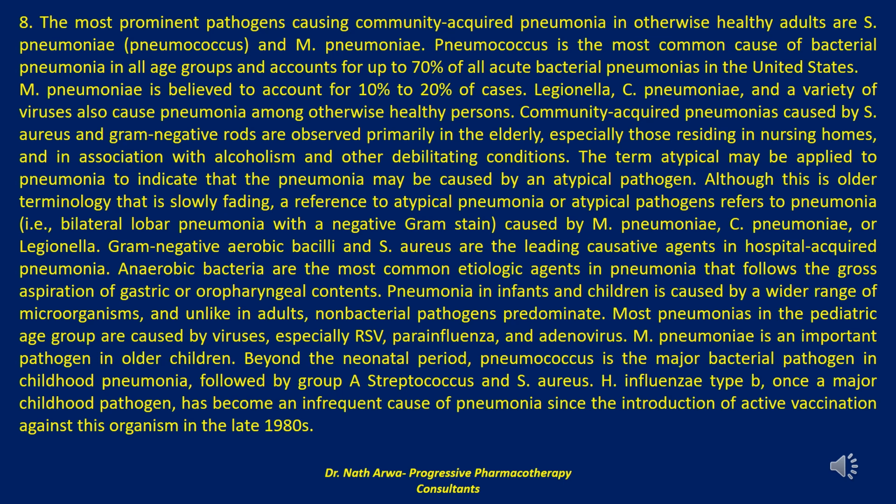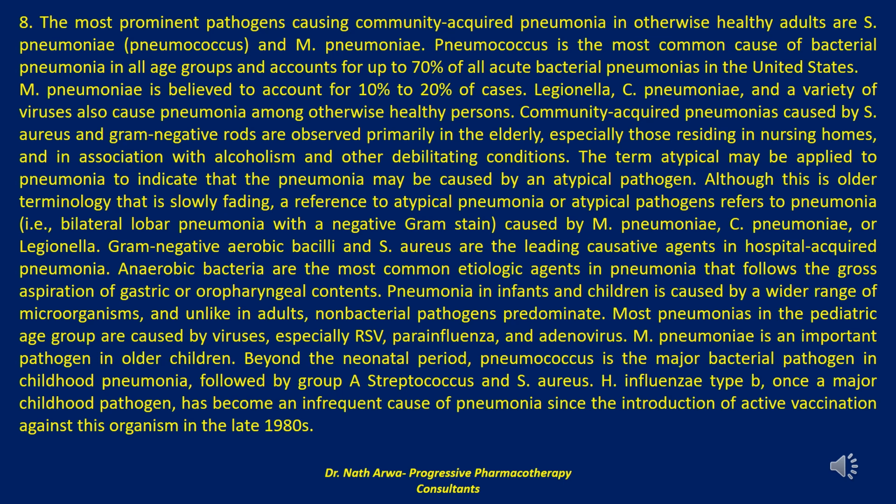Community-acquired pneumonias caused by Staphylococcus aureus and gram-negative rods are observed primarily in the elderly, especially those residing in nursing homes, and in association with alcoholism and other debilitating conditions. The term atypical may be applied to pneumonia to indicate that the pneumonia may be caused by an atypical pathogen. Although this is older terminology that is slowly fading, a reference to atypical pneumonia or atypical pathogens refers to pneumonia, i.e., bilateral lobar pneumonia with a negative gram stain caused by Mycoplasma pneumoniae, Chlamydia pneumoniae, or Legionella.